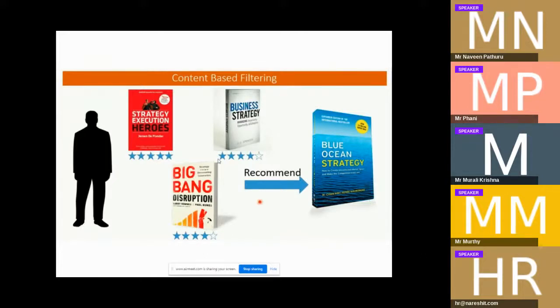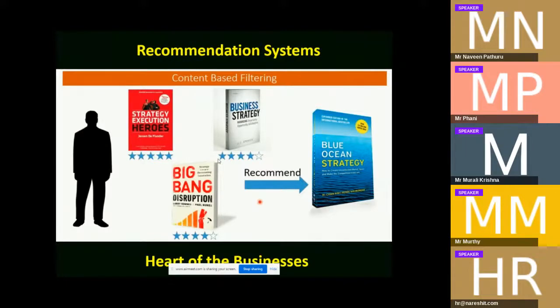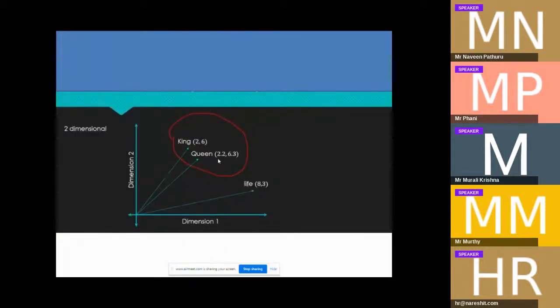What is content? Based on the content of the books. The content of the book says it is management related, and we come up with a recommendation. That is called content based filtering, content based recommendation. Today, every business is trying to come up with this kind of recommendation system, trying to understand how to use different kinds of recommendations in different places and domains. It is becoming the heart of businesses.